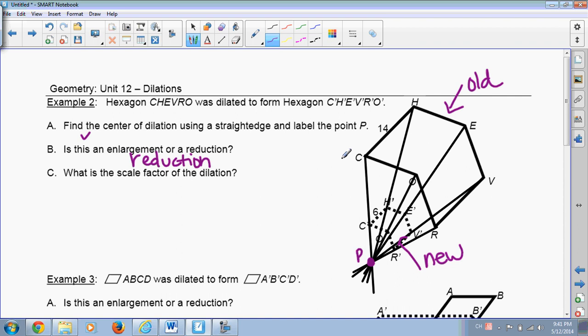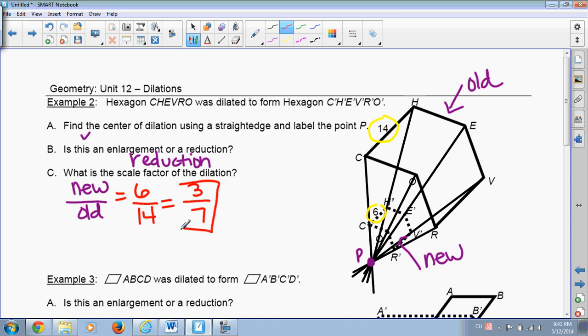Okay, and the scale factor, remember scale factor is new over old. Well, I only see a few numbers here. There's a 14 up here from C to H, and there is a 6 here from C prime to H prime. And those two sides correspond. So the new side would be the 6, because it's on the new shape, over the old one would be 14. And 6 over 14, those are both even, so you would reduce to 3 over 7. So the scale factor here would be 3/7.